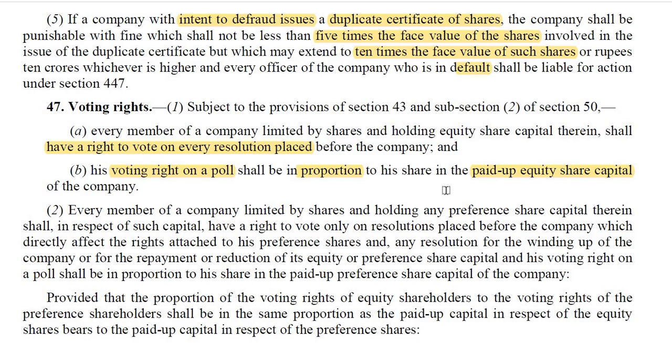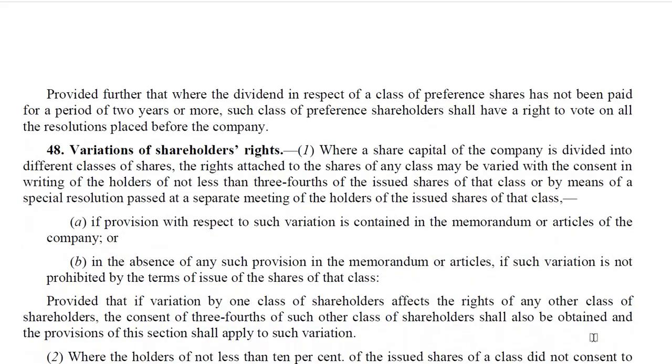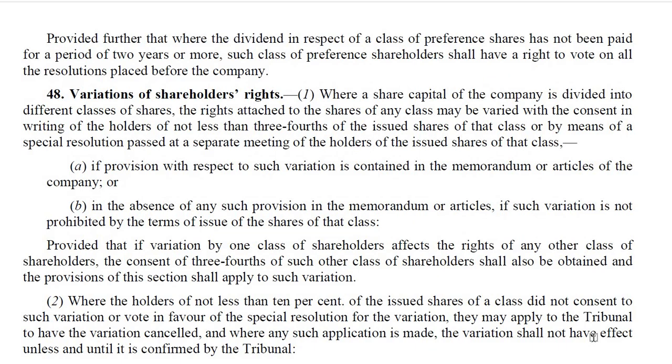In the paid up preference share capital of the company, provided that the proportion of the voting rights of equity shareholders to the voting rights of the preference shareholders shall be in the same proportion as the paid up capital in respect of the equity shares bears to the paid up capital in respect of the preference shares. Provided further that where the dividend in respect of a class of preference shares has not been paid for a period of 2 years or more, such class of preference shares shall be given a right to vote on all the resolutions placed before the company.